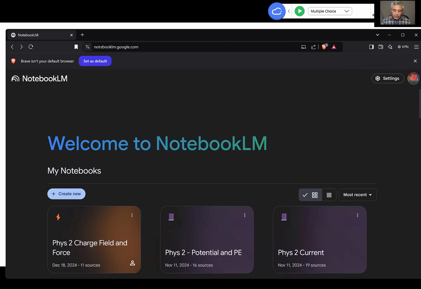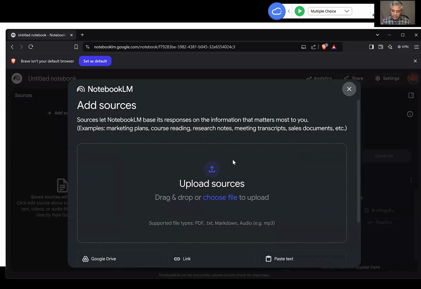This is the address, notebooklm.google.com. And of course, you can just search for NotebookLM and you can get there. And the first time you go there, when you click that try NotebookLM, you'll see this kind of window. So that allows you to upload the file.